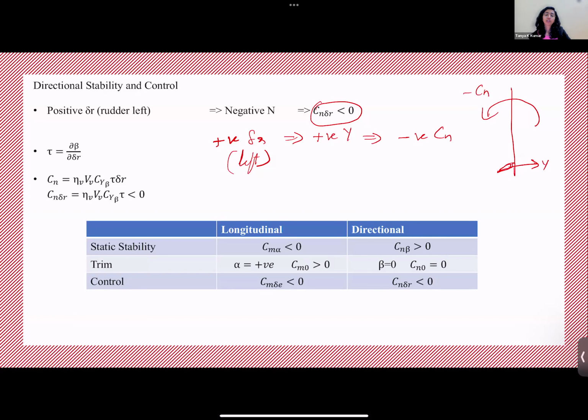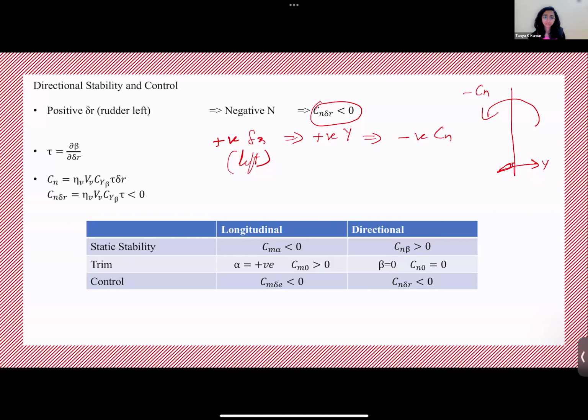Similarly, for directional stability, you have Cn naught. Like Cm naught, you have Cn naught here. But since your vertical tail, your rudder, they're all symmetric airfoils, you usually trim at beta equal to 0. You don't trim at positive beta. So for that, Cn naught is usually 0.